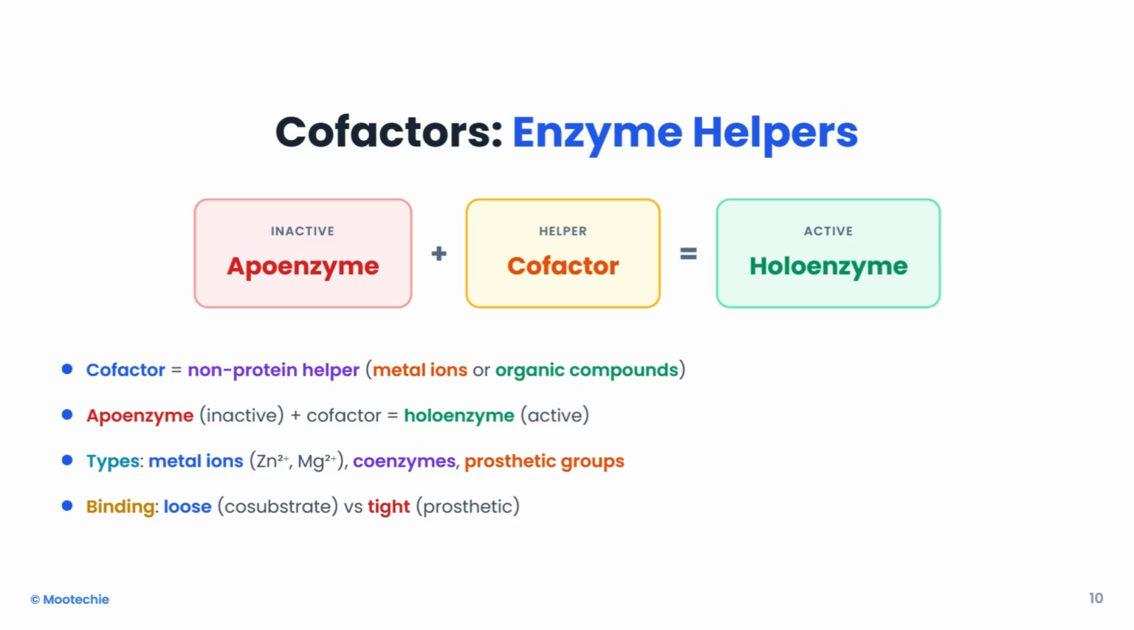So a cofactor is a non-protein helper, which can be a metal ion or an organic compound. Remember the equation. Apoenzyme, which is inactive, plus a cofactor equals a holoenzyme, which is the active form. Types include metal ions like zinc 2+ and magnesium 2+, coenzymes, and prosthetic groups. Their binding can be loose like a co-substrate or very tight. So what's the difference between some of these terms?